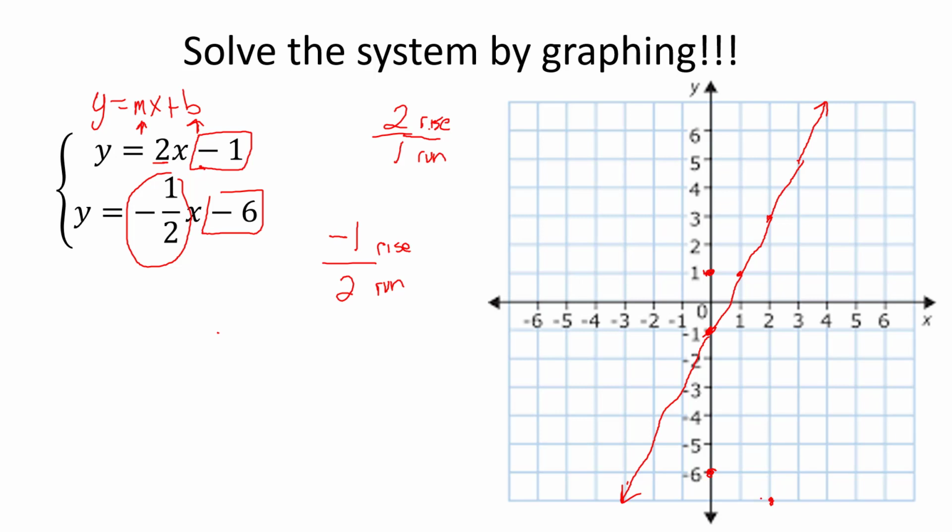Well, I can't go down anymore, but if I went down 1 and forward 2, that's the same as going up 1 and back 2. Up 1 and back 2. And so we can see that our line is going to end up right over here, and it will go on and on forever.